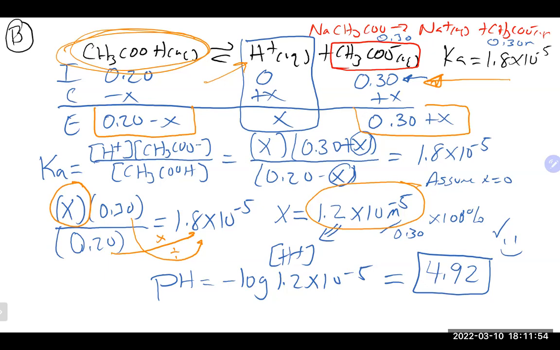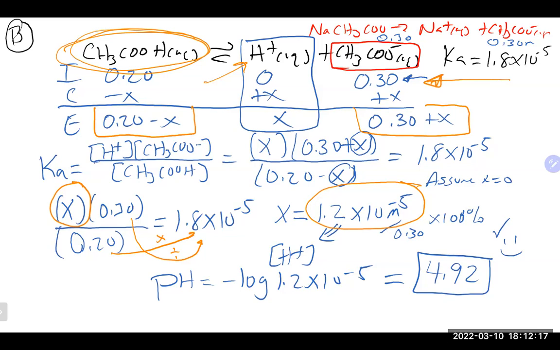I will actually still end up with about 0.2, yeah? And same thing, I take my 0.3 plus the 1.2 times 10 to the minus 5, I will still end up with about 0.3. So because that common ion is keeping that acid together, we're not getting a heck of a lot coming off, which is why our assumption kind of worked as well. We didn't have to worry too much about it.